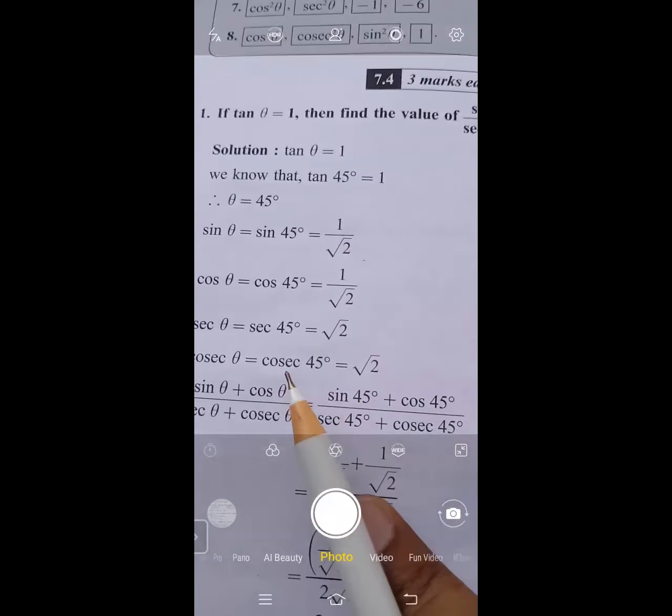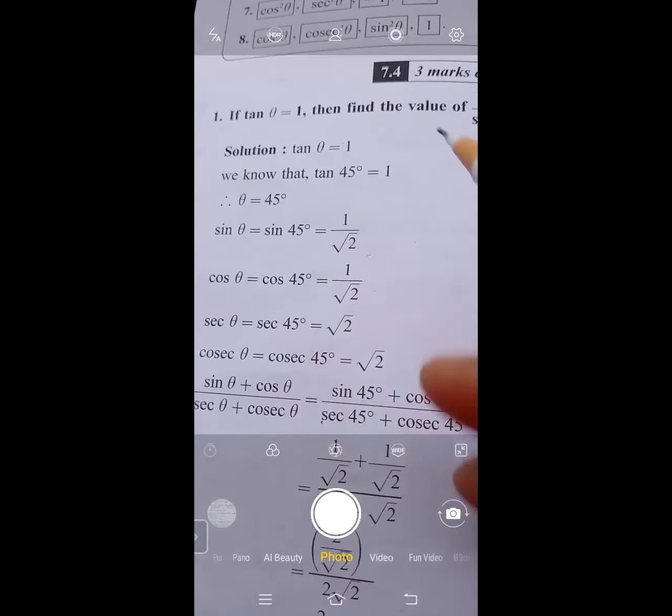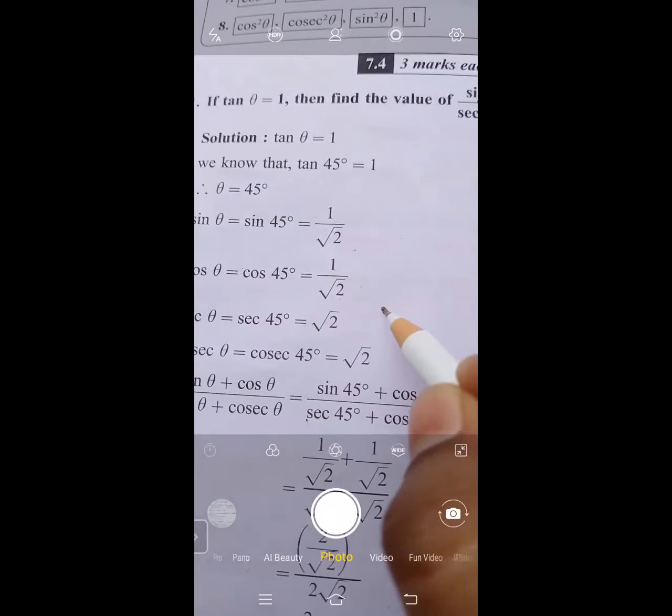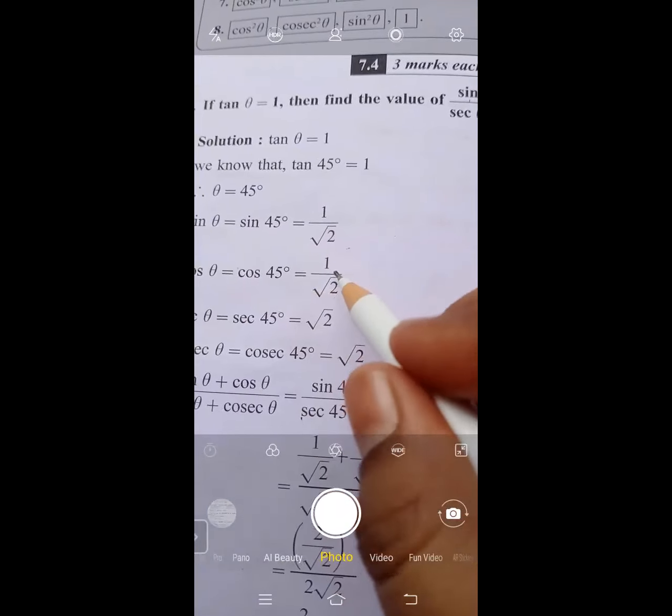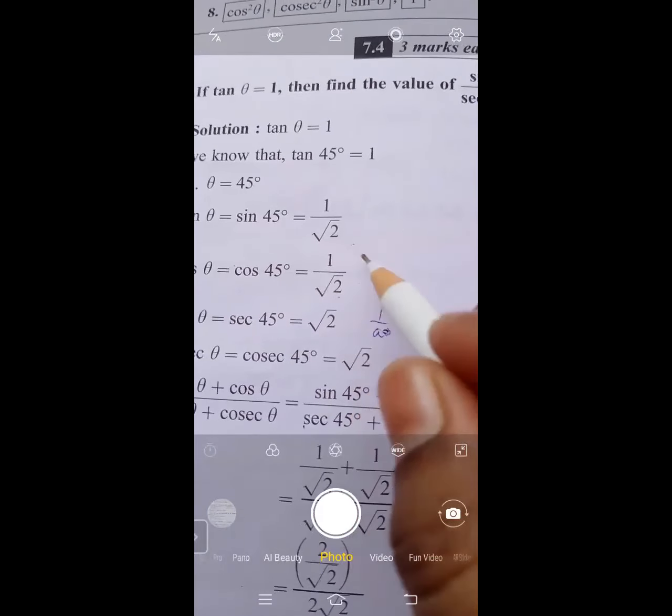For sec 45, what do we do? We just write sec is equal to 1 upon cos. So we will take the reciprocal of the given cos. The reciprocal of this will be root 2.